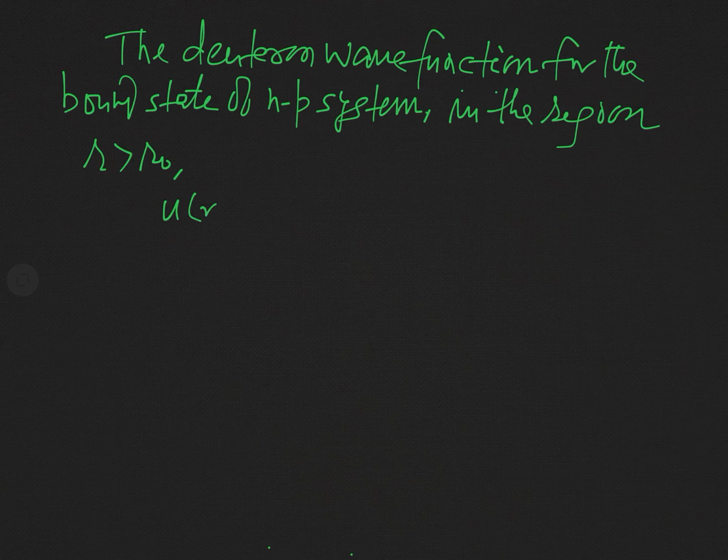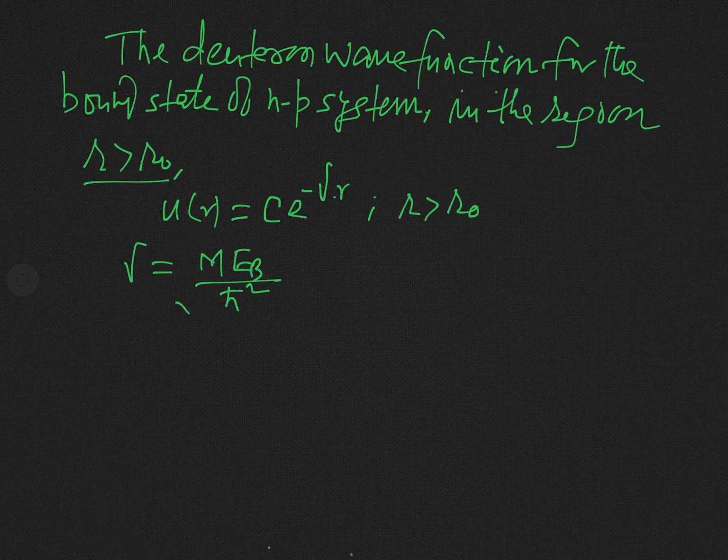Remember this. What was the function? Remember, this was actually U of r equal to a constant C e to the power minus gamma r. And in fact, this result is for the region, as I have mentioned earlier here. This is for r greater than r naught. And in this expression, this gamma is what? This gamma is actually equal to the square root of m E_B over h cross squared, and it is a positive constant.